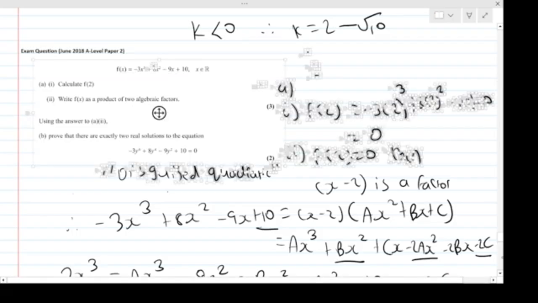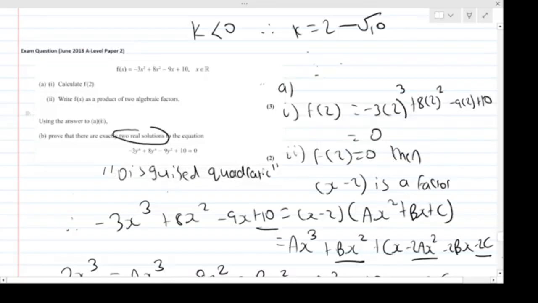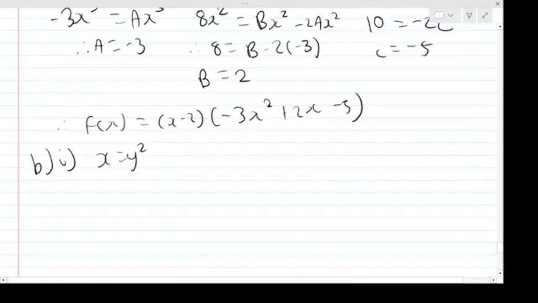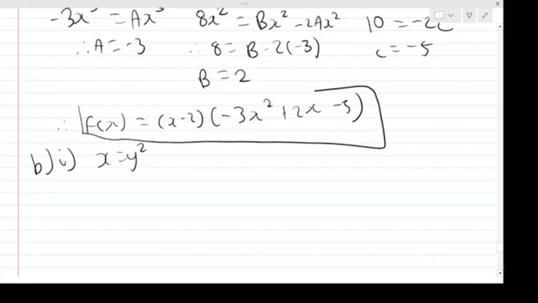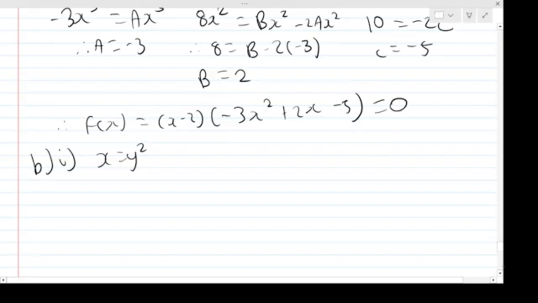Okay. So if I want to consider the solutions to the equation here, I want to show there are two real solutions. Let's use our previous working. Well, if x is y squared, this is f of x, right? If I set this equal to 0, I can substitute this in for y. So what are the solutions for x then? If I know the solutions to x, I can then find the solutions to y.